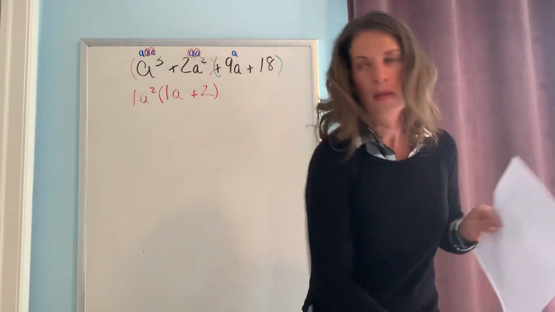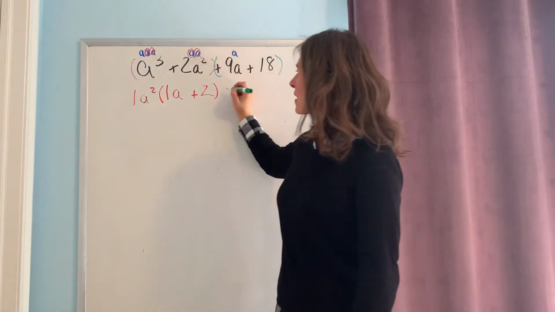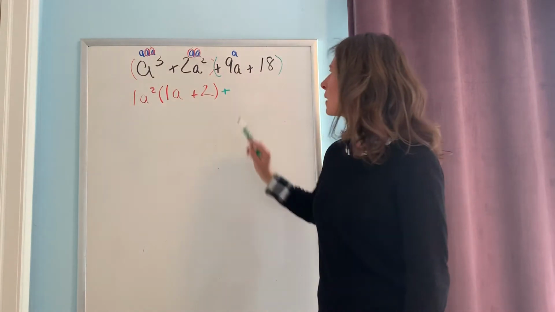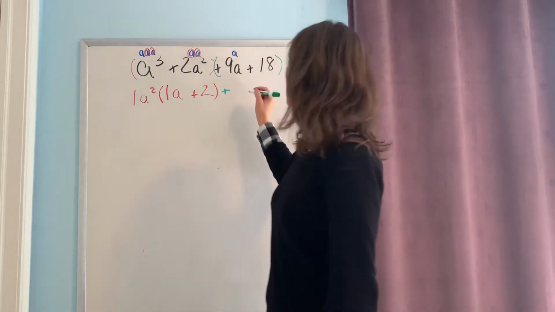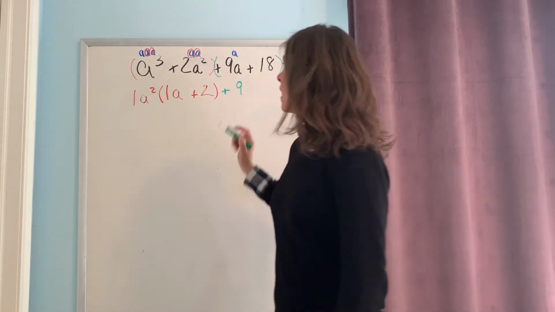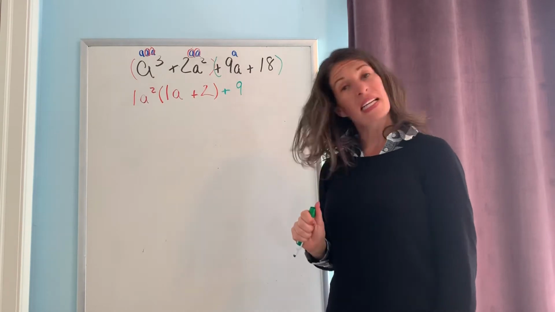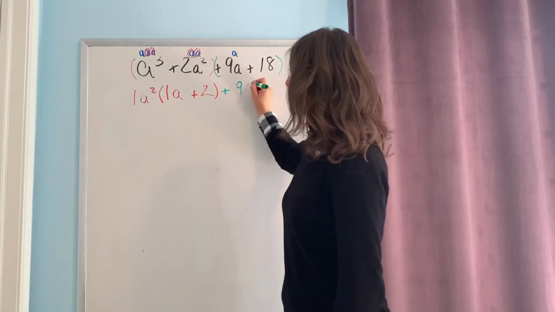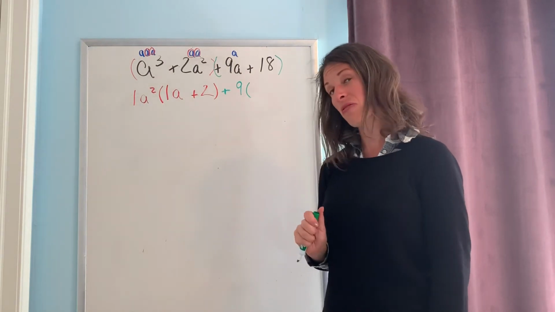Now, let's look at our 9. So this plus means I'm doing a plus. The greatest common factor between 9 and 18 is 9. I have an A in my 9A term, but I do not in my 18, which means I cannot take a variable out, so I'm going to start my parentheses. I have 2 terms inside my parentheses, which means I'm going to need 2 terms.